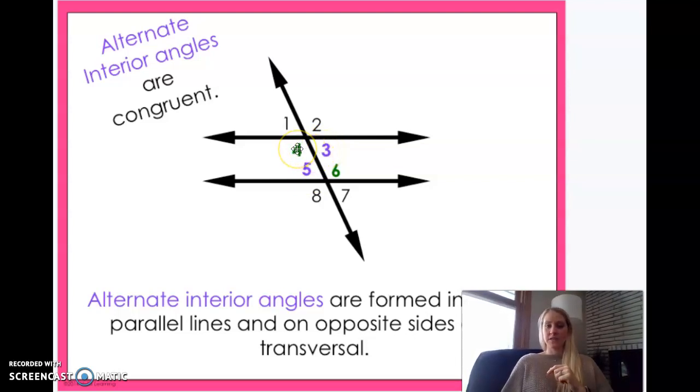Likewise, you have angle 4 and angle 6. So they are across the transversal from one another, and they are within the two parallel lines. So this is another set of alternate interior angles, and they also have the same measure.